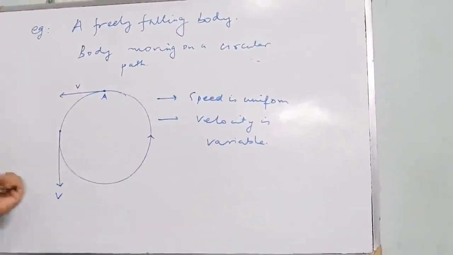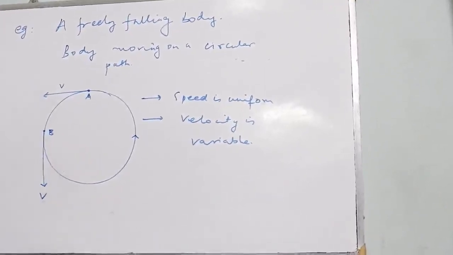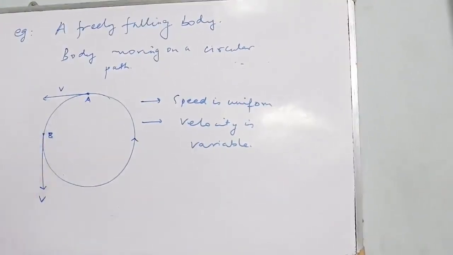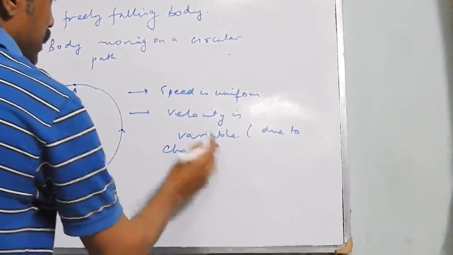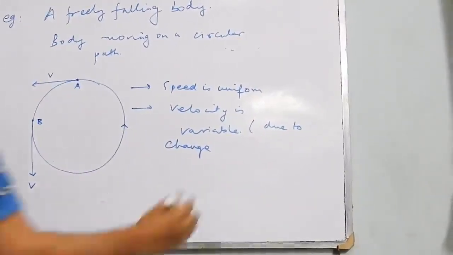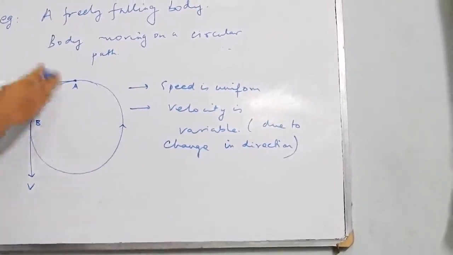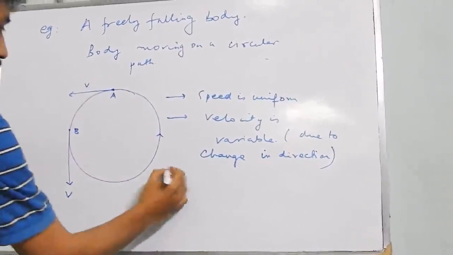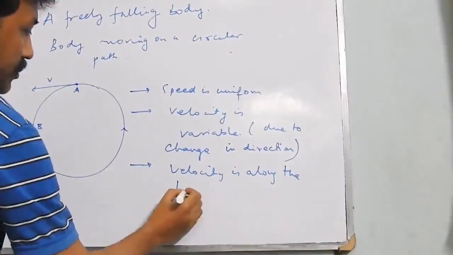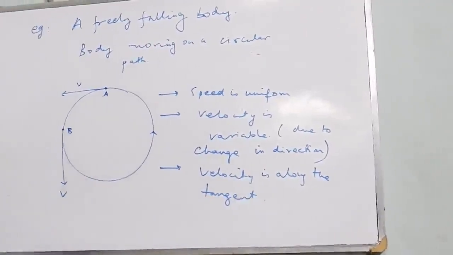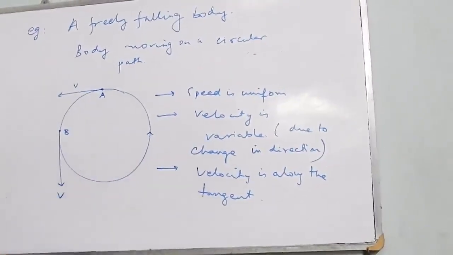Here it is not the displacement that is taken into account. The direction of motion is changing at every instant of time, and that's why we say that the velocity is variable due to the change in direction of the motion only. Its magnitude, that is the speed, remains constant, the same everywhere. The velocity at any point of the circular path is along the tangent. If you draw a tangent at any point on a circular path, obviously the direction of the tangent will continuously change. So because velocity is always tangential, the velocity is variable due to change in direction.